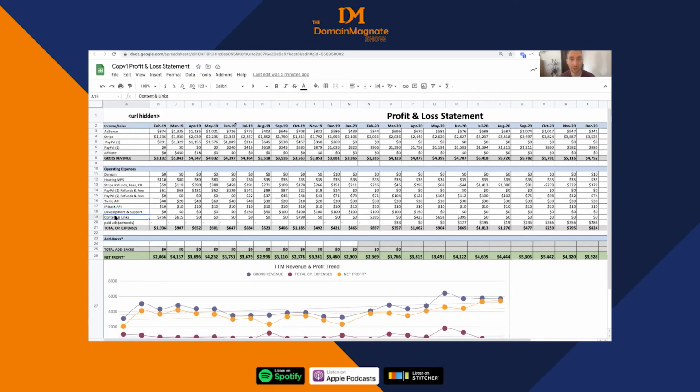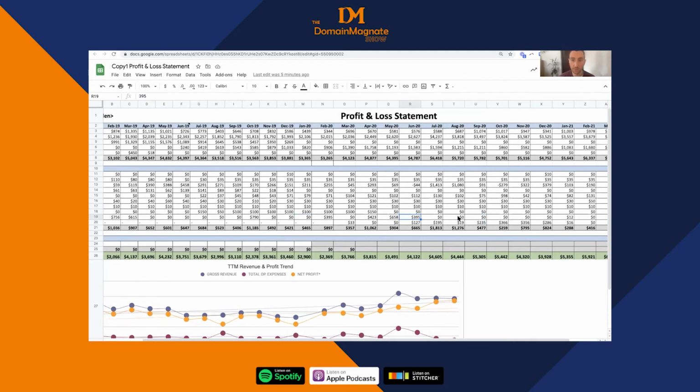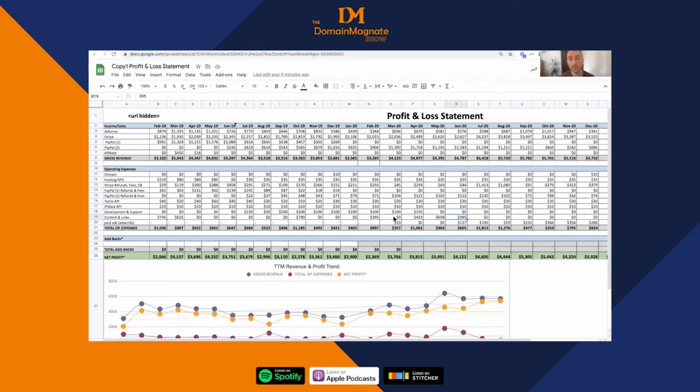Also, you can see there are some content and links expenses. And this one is really important to understand, because you see they are not quite consistent. So they were like 700, 600 in February and March 2019, and then some more in October 2019, a little bit in February, and then like April, May, and June. So it seems that occasionally the owner was paying for some more content and links to be added.